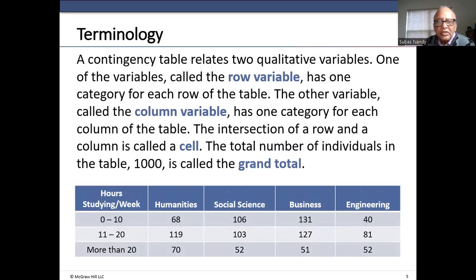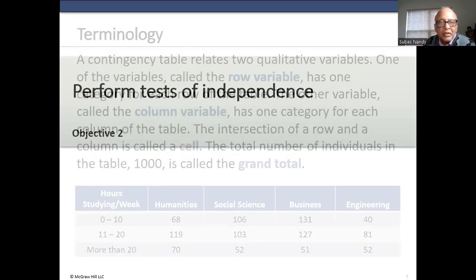The intersection of a row and column, for example, the intersection of humanities and the first row, 0 to 10, is 68. That means out of 1,000 students, 68 students had a humanities major and studied 0 to 10 hours per week. That is a cell. The total number of individuals in the table, 1,000, is called the grand total.